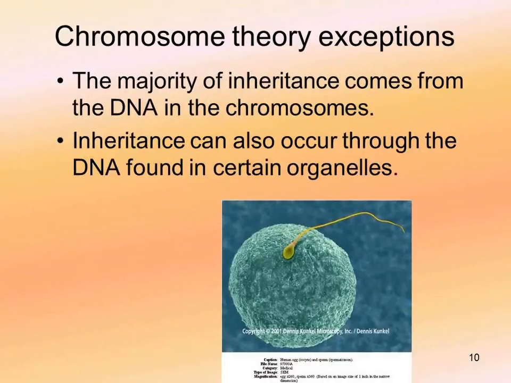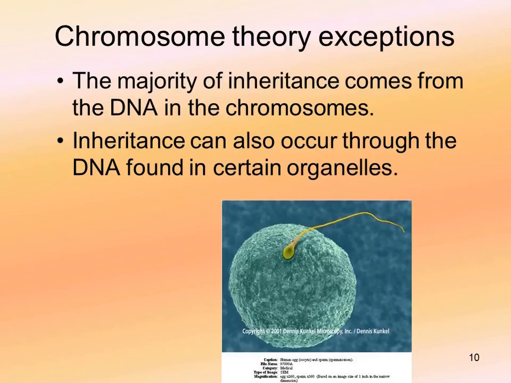The chromosomal theory of inheritance says that the majority of the information that we inherit from our parents comes from the DNA, which is found in the nucleus. We can, however, get certain genetic information from other DNA. That's the DNA that's found in the mitochondria. Remember, we talked about the endosymbiotic theory way at the beginning of the year and how mitochondria and chloroplasts have their own DNA.